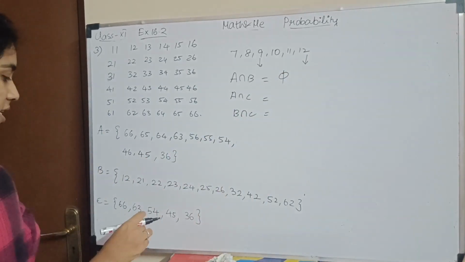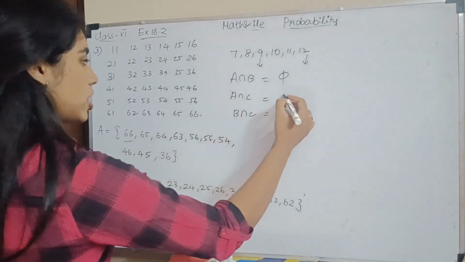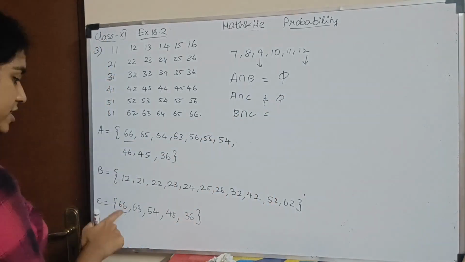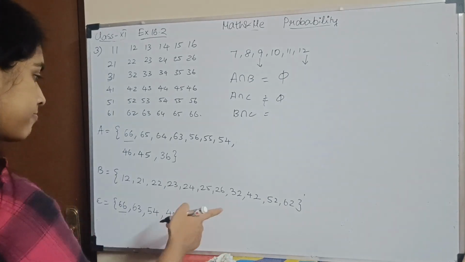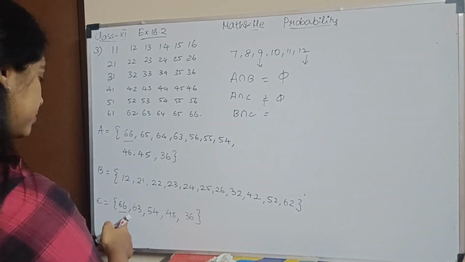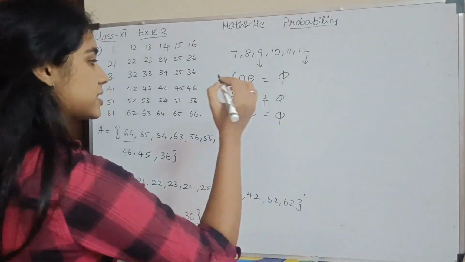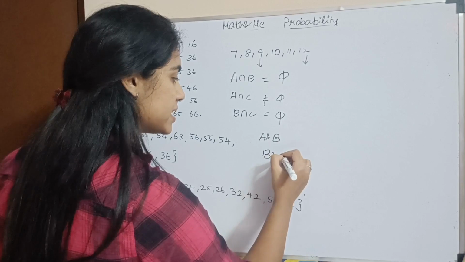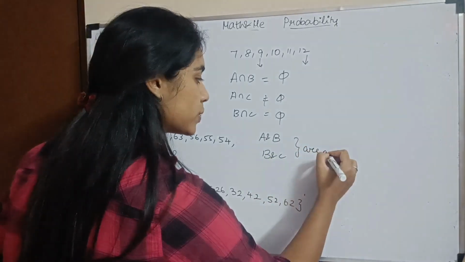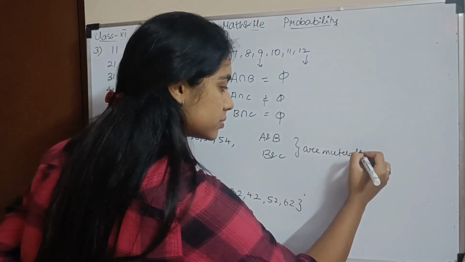A intersection C, I have 6, 6. So it is not a null set. B intersection C, there is no intersection. So this is a null set. So I see that A and B, and B and C, are mutually exclusive. Okay.